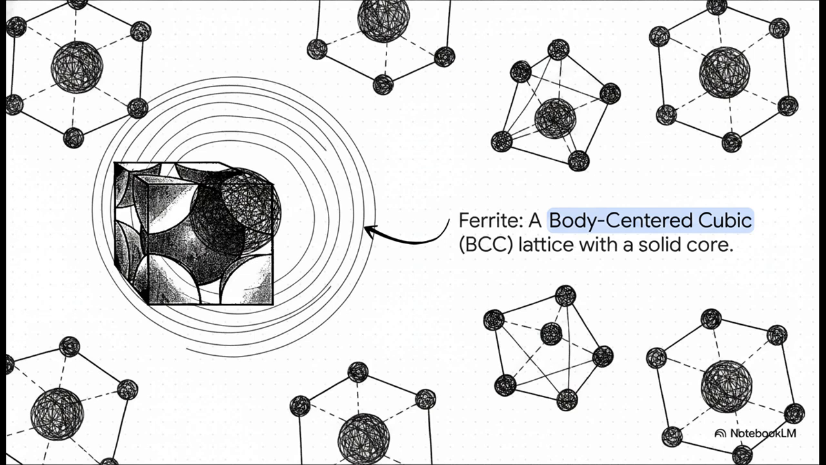I want you to imagine a tightly packed cube of atoms. In a BCC structure, you've got atoms sitting at all the corners of the cube. But the absolute most important feature is right in the middle. There's a solid, completely filled center containing an iron atom. It is packed, it's dense, and it's solid straight through its core.